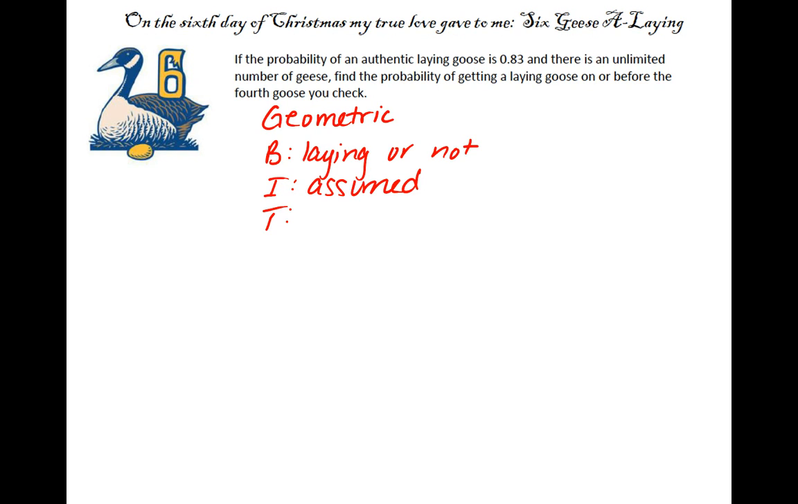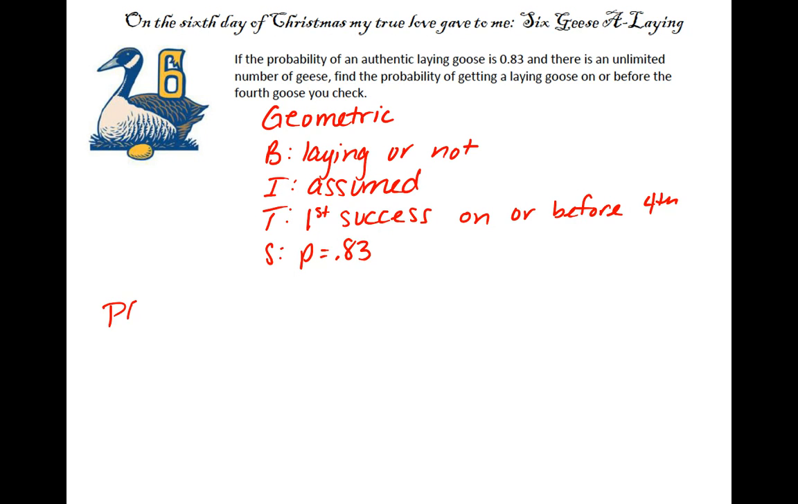We're continuing until we select a laying goose. So first on the 4th, or on or before the 4th. And then we have a fixed probability of success. That's equal to 0.83.